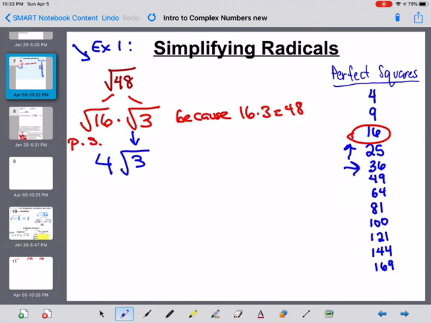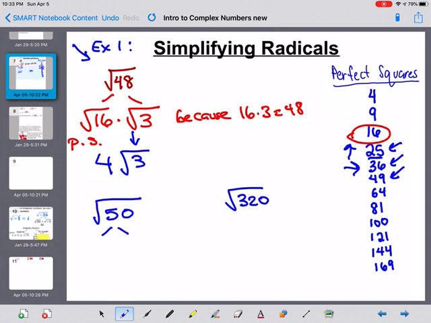So the next one I'm going to do is the square root of 50. And then the one after that I'm going to do is the square root of 320. So I'll start with the square root of 50. So I come over to my list and I know 49 can't go in. I tried 36, it doesn't work. I tried 25 and it does work.